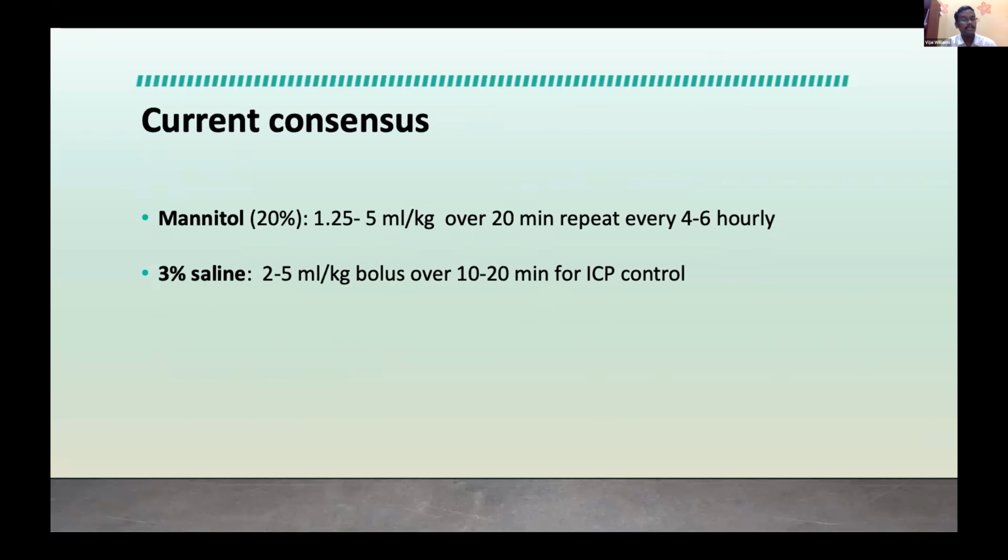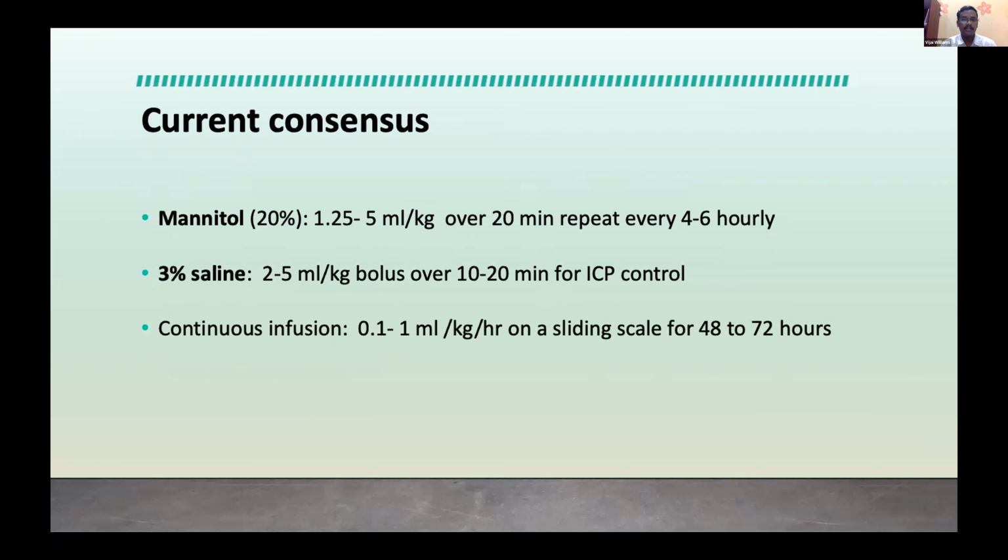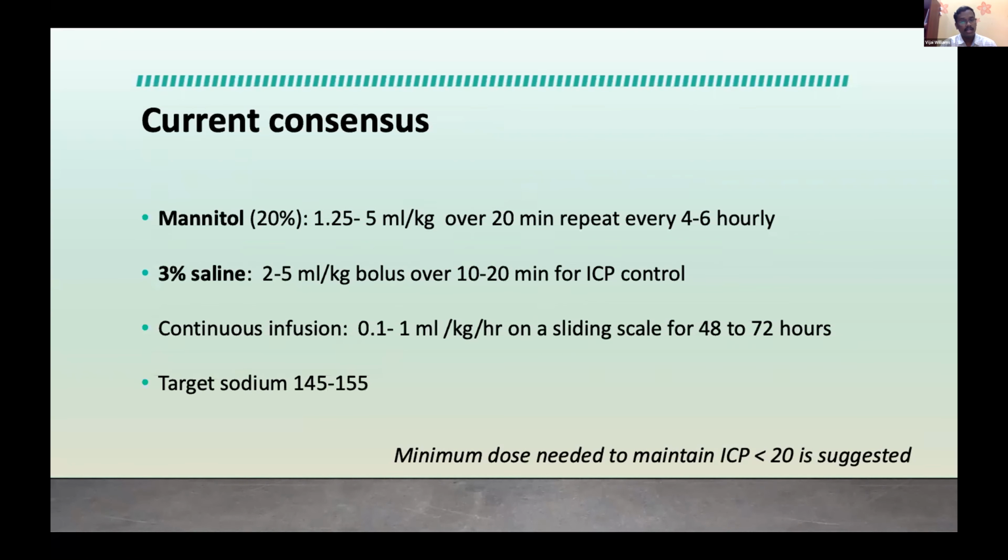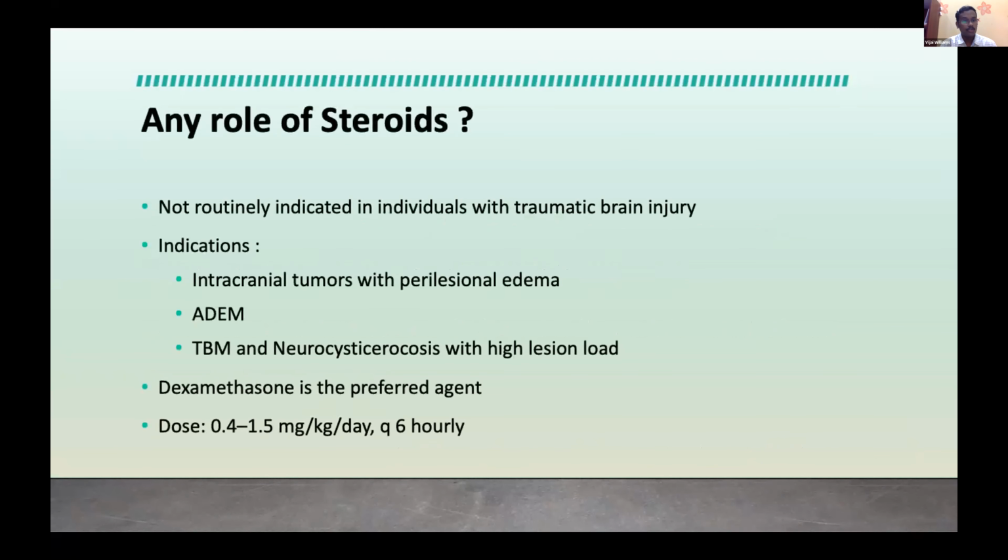What is suggested for 3% saline is a dose of 2 to 5 ml per kg bolus over 10 to 20 minutes for ICP control, followed by continuous infusion of 0.1 to 1 ml per kg per hour on a sliding scale for 48 to 72 hours with a target sodium of 145 to 155. If you have a facility to monitor ICP, we titrate these doses to maintain an ICP target of less than 20. There is no role of steroids in traumatic brain injury.